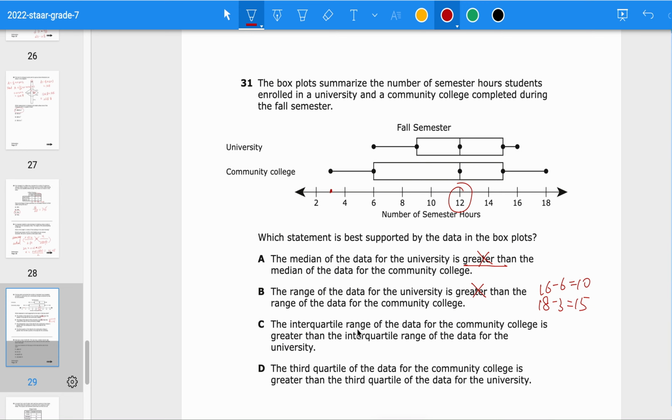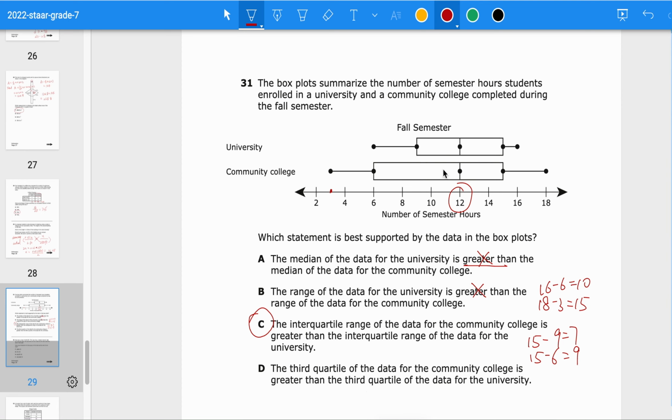The interquartile range of the data of the community college is greater. So interquartile is this part with the bar here. And for the university, we can see it is around 9 to 15. So university is 15 minus 9, which is 7. And the community college is 6 and 15. So 15 minus 6 is 9. So community college is greater than the university. C is correct.